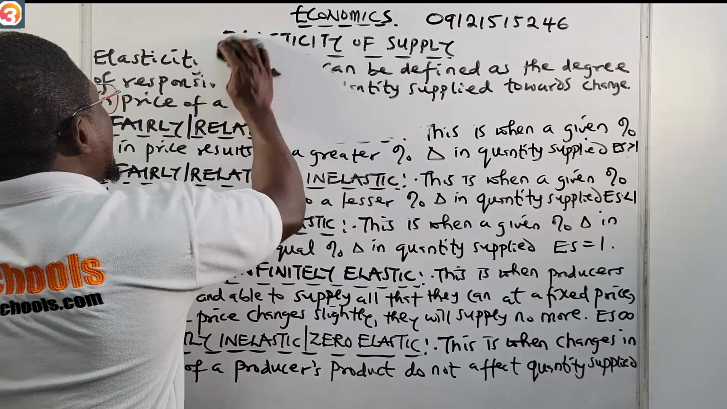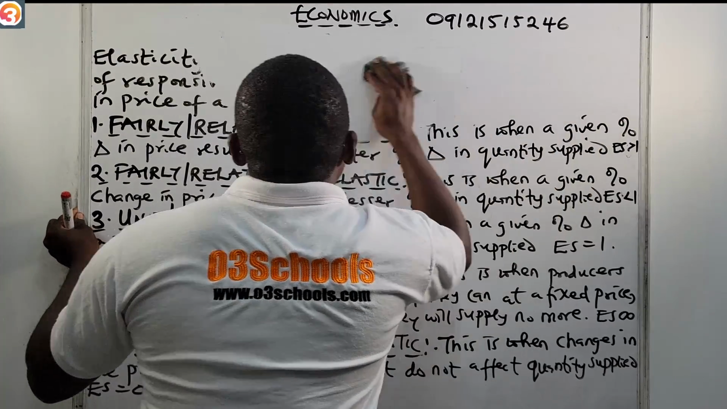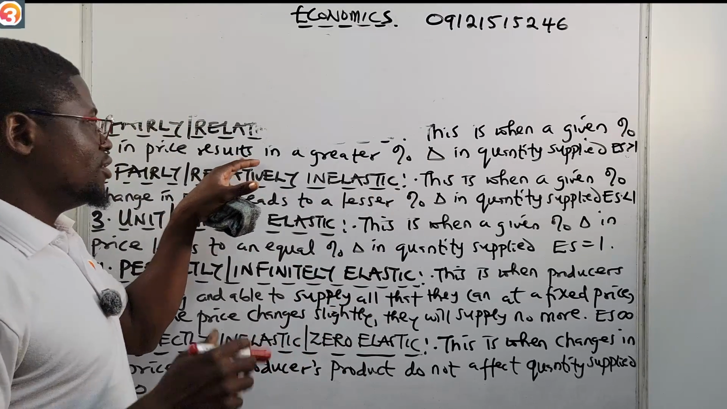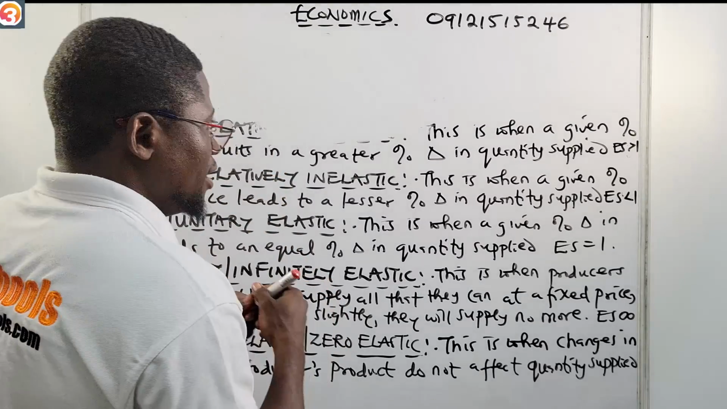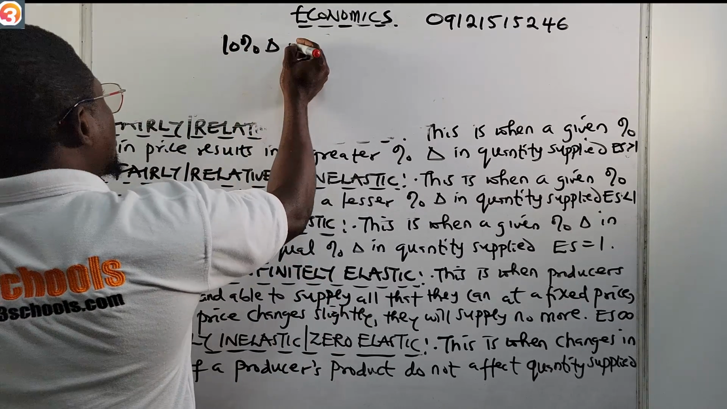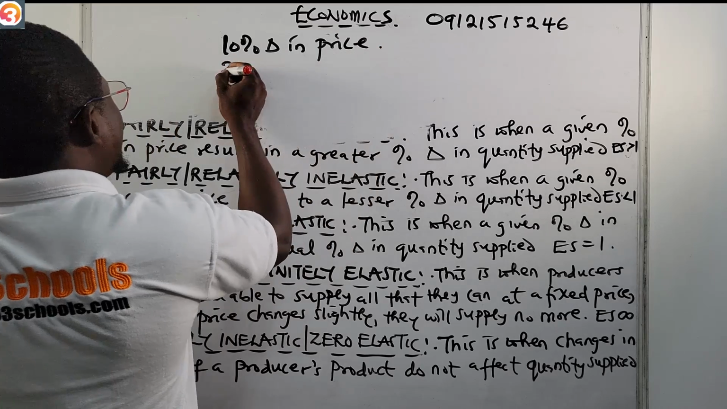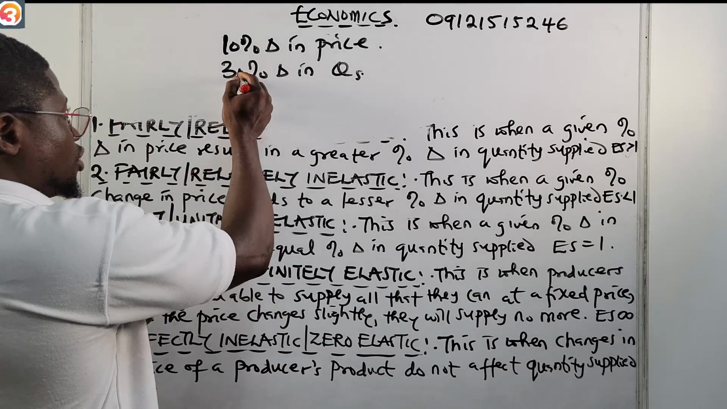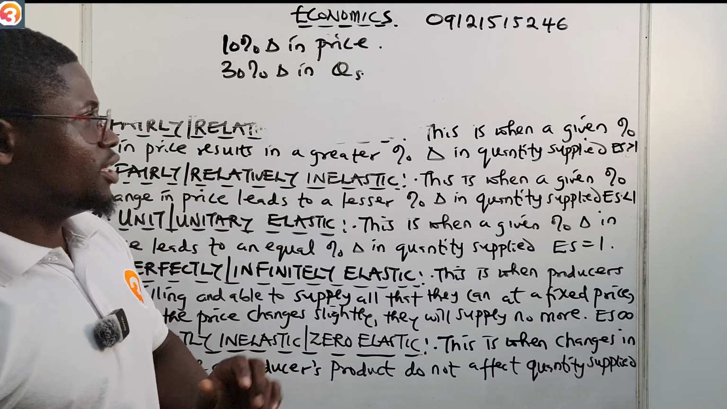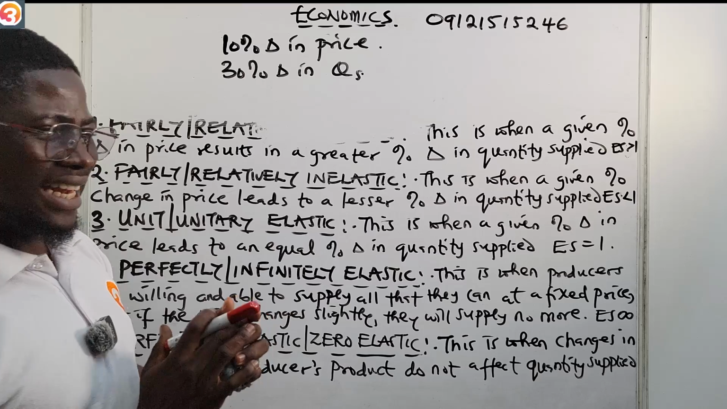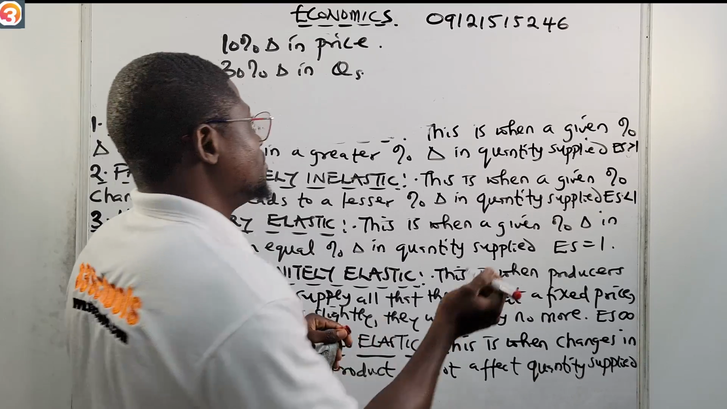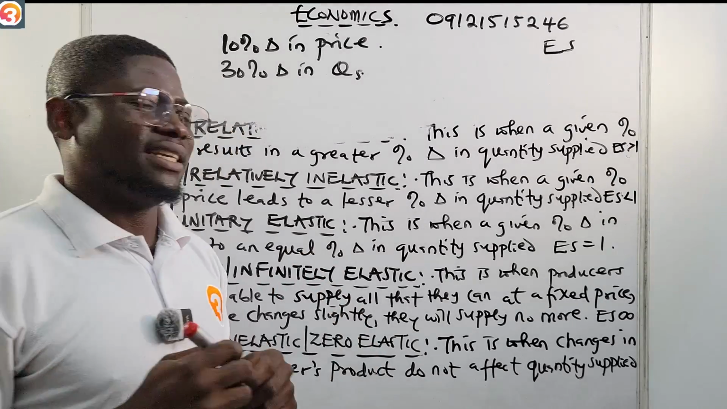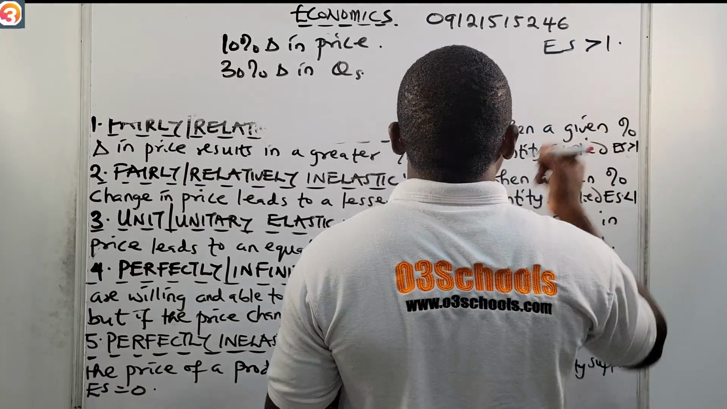Let us take a closer look at it. Fairly or relatively elastic supply: when a percentage change in price results in a greater percentage change in quantity supplied. Let's say we have a 10% change in price, and then we have a 30% change in quantity supplied. As you can see, the percentage change in quantity supplied is greater than the percentage change in price. So this is what fairly or relatively elastic supply talks about, and the coefficient of elasticity of supply is greater than 1.